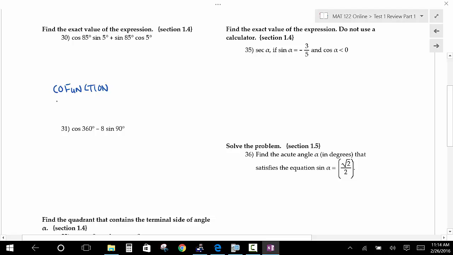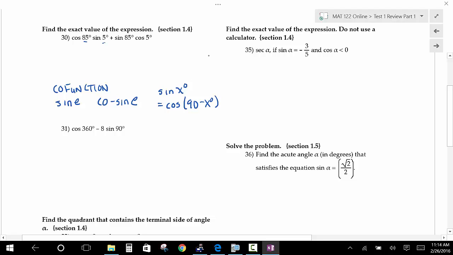Okay, so the idea is the sine and the cosine are what we call cofunctions. That's why we name it co, like that. And what we learned on this basically is that the angles are complementary. So if you have the sine of x degrees, then that's the same as the cosine of 90 minus x degrees. That's an identity we learned. They're the same. They will always give you the same value.